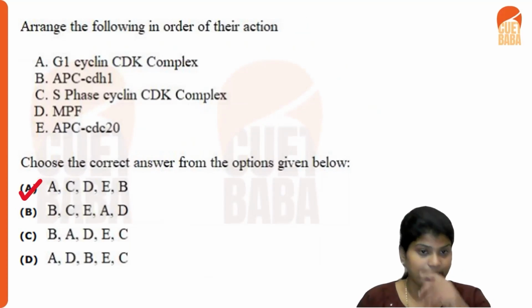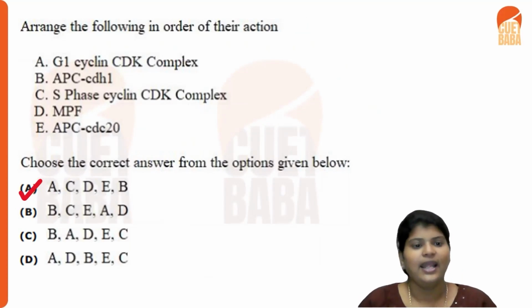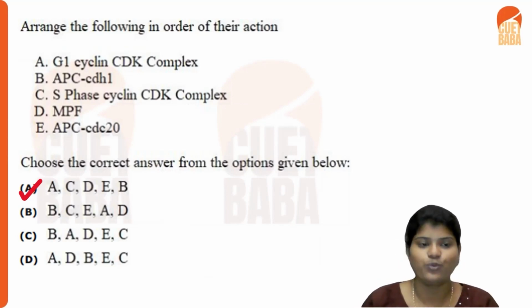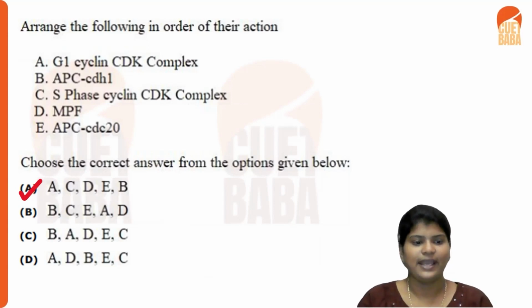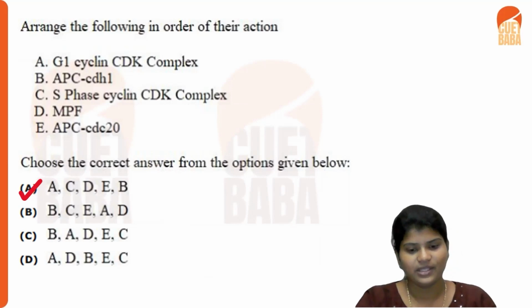The next one is the S phase, where the DNA will be replicated: S phase cyclin-dependent kinase. The next one is MPF, the maturation promoting factor, and the next one is APC, which is involved in the anaphase of the mitosis process. APC-CDC20, and after CDC20 it is CDH1. So the order will be A, C, D, E, and B. Option A will be the correct answer.